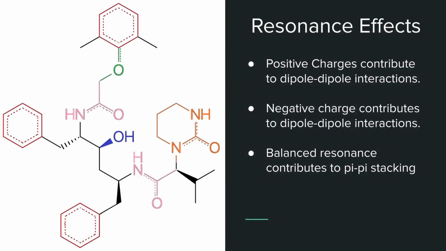Resonance effects. So both positive charges and negative charges will contribute to dipole-dipole interactions, and the balanced resonance from the arene rings will contribute to pi-to-pi stacking. So the electronegative oxygens attract a majority of the electron density, creating a partial negative charge. This results in a partial positive charge around the nitrogens. These positive charges on the molecule are attracted to the negative charge on the oxygens within water, while the negative charges of the compound's oxygens are attracted to the positive charge on the hydrogens in water. This results in a dipole-dipole interaction, also known as hydrogen bonding. This increases water solubility for oral consumption and digestion.